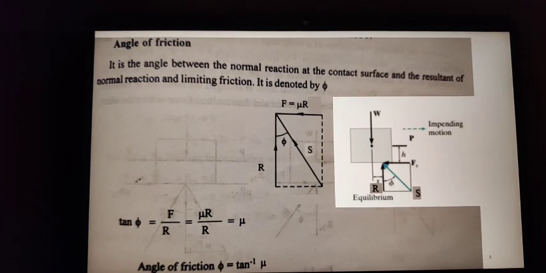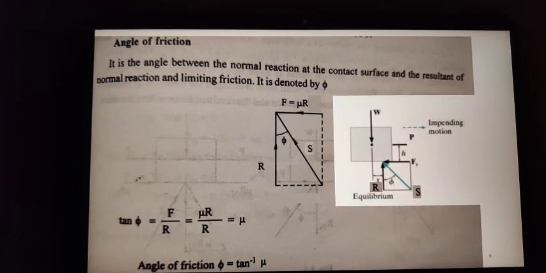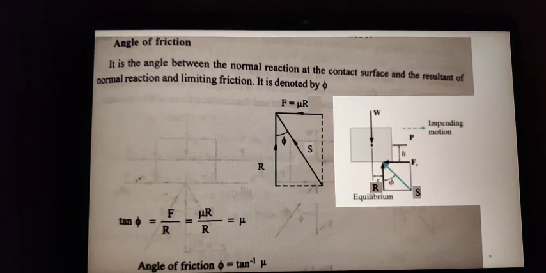So now angle of friction is defined using this resultant S. Angle of friction is the angle between the normal reaction at the contact surface and the resultant of the normal reaction and the limiting friction. So from the figure you can see normal reaction is R. S is the resultant. Angle between these two forces is represented as phi. Tan phi is equal to F by R, that is opposite side by adjacent side. So from this you will get the value for tan phi as equal to mu.